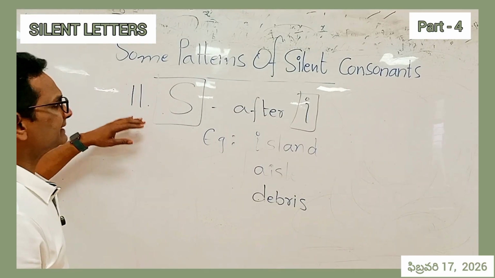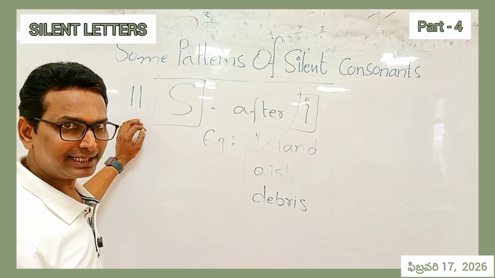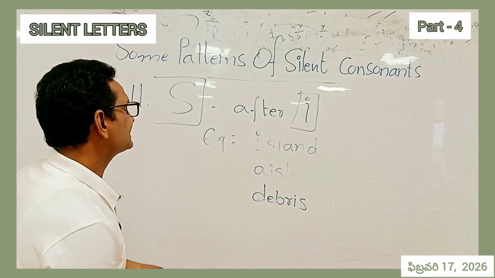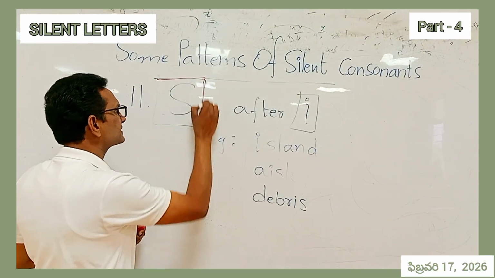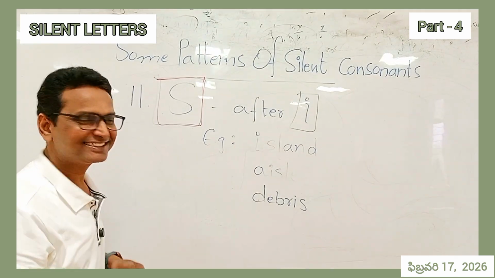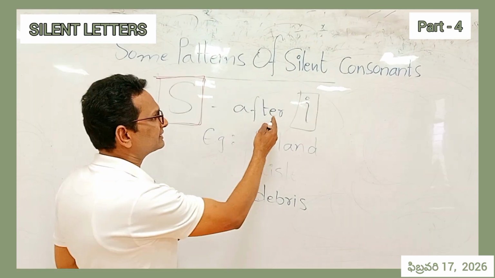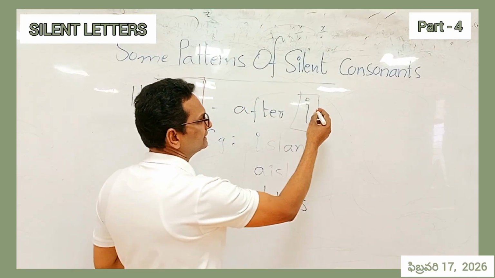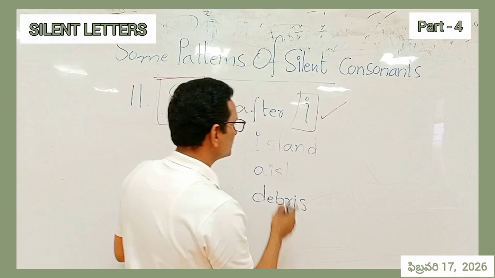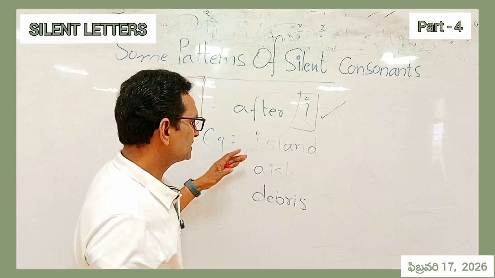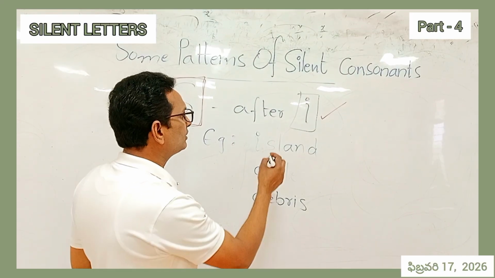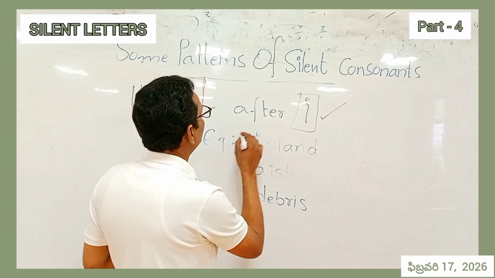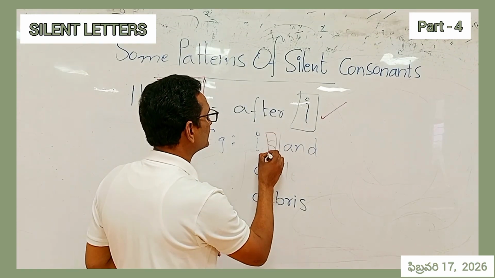This you have to understand from the usage of the consonant R. Please take a look at this. This is proposition number 11 under silent consonants. Now we will discuss the letter S. Yes, it is S. We have this rule: S becomes silent after the letter I. So we have been given three words. Among these three words, S becomes silent after I.